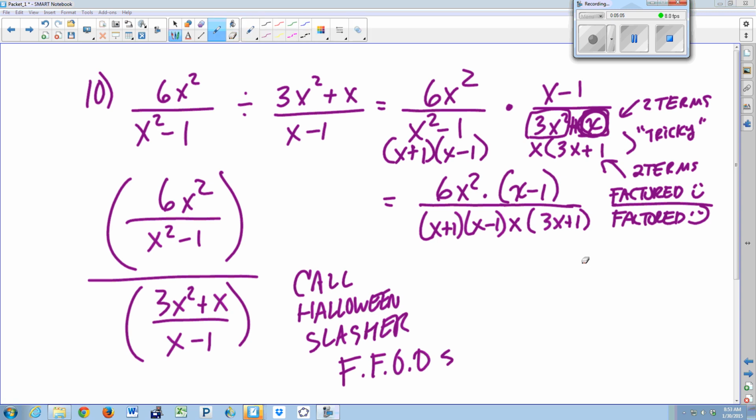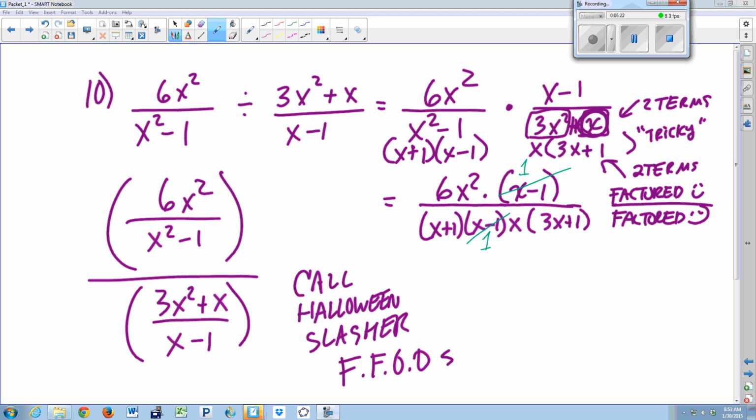Yeah, top and bottom, which factors are the same? x minus 1 for sure. So when I write that, I replace it with the number 1 because I can multiply by 1 without changing it. Any other factor that you see common to the top and bottom?